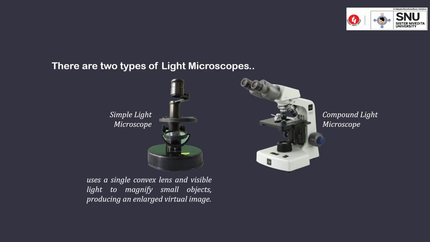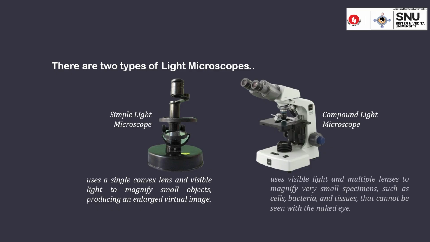A simple light microscope uses a single convex lens and visible light to magnify small objects, producing an enlarged virtual image. And a compound light microscope uses visible light and multiple lenses to magnify very small specimens such as cells, bacteria, and tissues that cannot be seen with the naked eye.